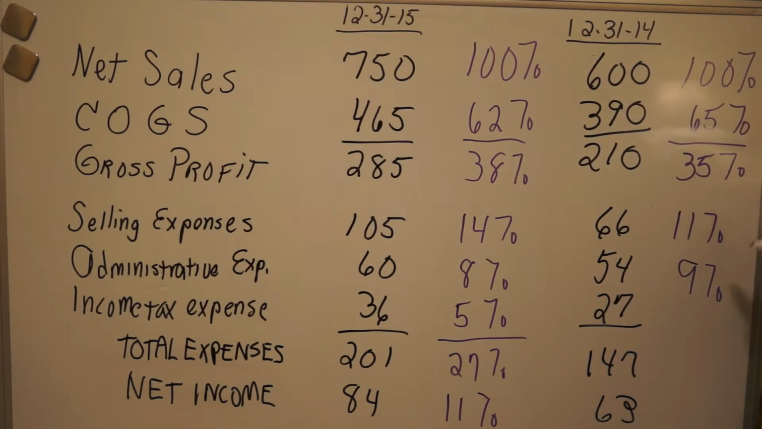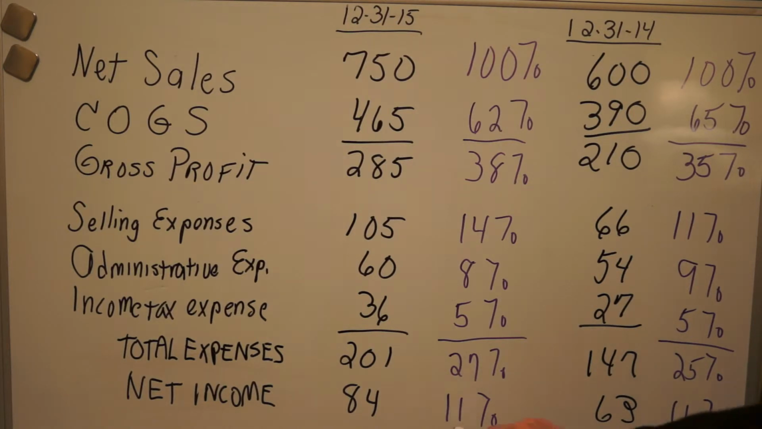9%, 5%. 147 divided by 600, 25%, and net income 11%. So then we can look at this and make some comparisons.